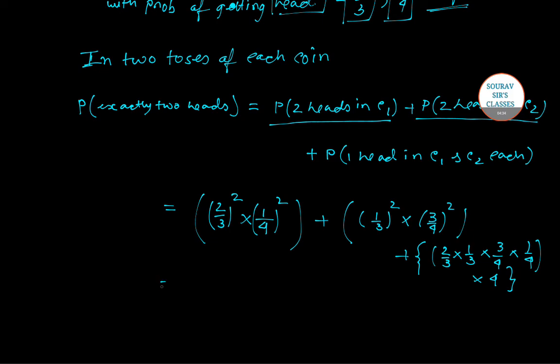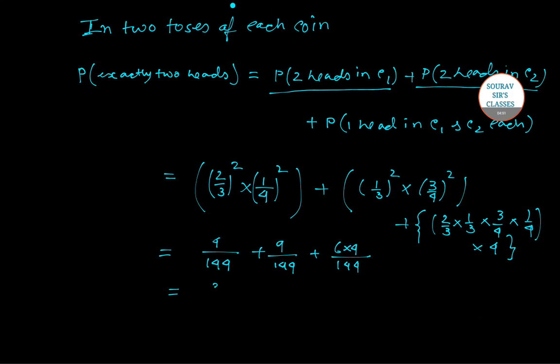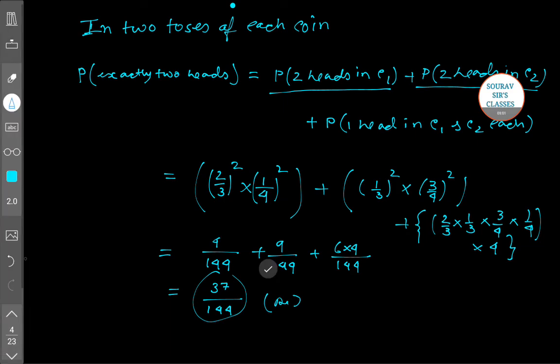Now if you further solve it, you will get 4 by 144 plus 9 by 144 plus 6 into 4 by 144, which will be equal to 37 by 144. This will be the answer. So the answer we have found is 37 by 144.